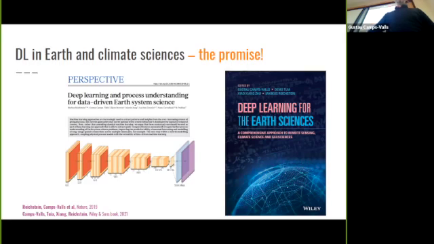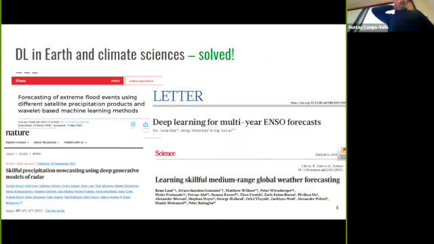And this is apparently the case. I mean, in recent years, we have witnessed a lot of effort and a lot of successful stories. Now you have deep learning algorithms that can forecast ENSO, I mean, El Niño Southern Oscillation. You also have very nice algorithms for doing precipitation nowcasting.